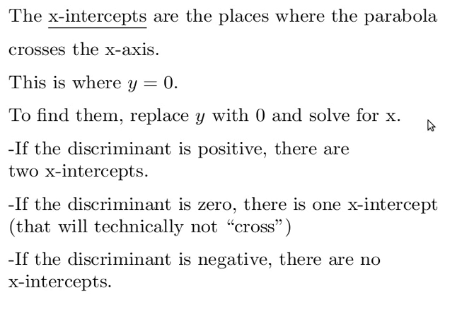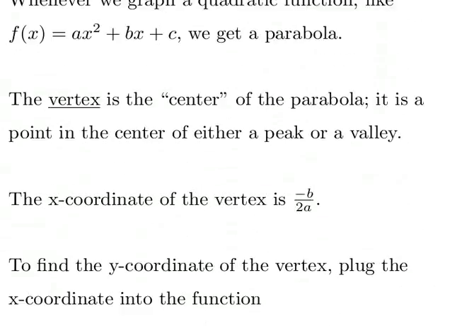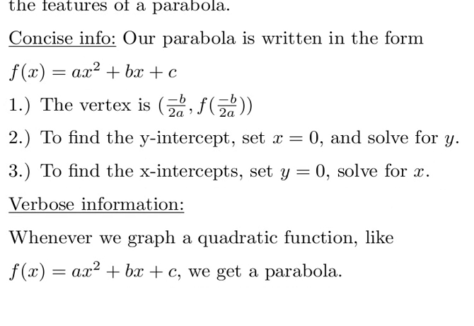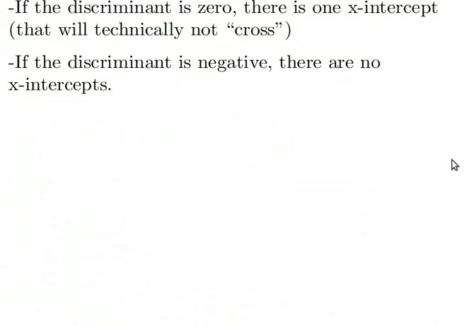Let's go ahead, and now that we have this, let's relate this back to the concise info. So here's the verbose information, the concise info. Remember that the vertex is going to be negative b over 2a for the x-coordinate, and evaluate that for the y-coordinate. To find the y-intercept, set x equal to 0 and solve for y. For the x-intercept, set y equals 0 and solve for x. I just want to go over that one more time. It was probably unnecessary, but I still thought it'd be good to go over.